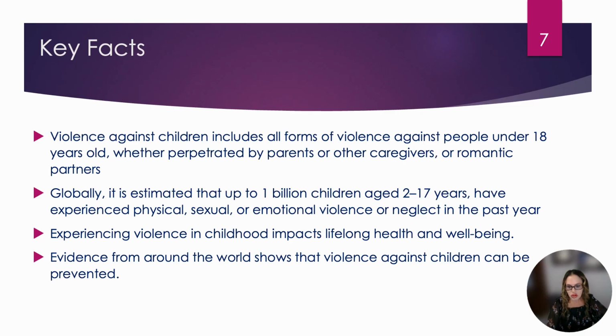Key facts that we want to make sure we discuss today, in addition to our objectives: violence against children includes all forms of violence for people under the age of 18. It's estimated globally that 1 billion children from the ages of 2 to 17 have experienced some form of violence in the last year, whether that be physical, sexual, or emotional abuse. Experiencing violence in childhood has a lifelong impact with their health, their well-being, and there's evidence from around the world that shows that violence against children can be prevented. So this is a preventable disorder.